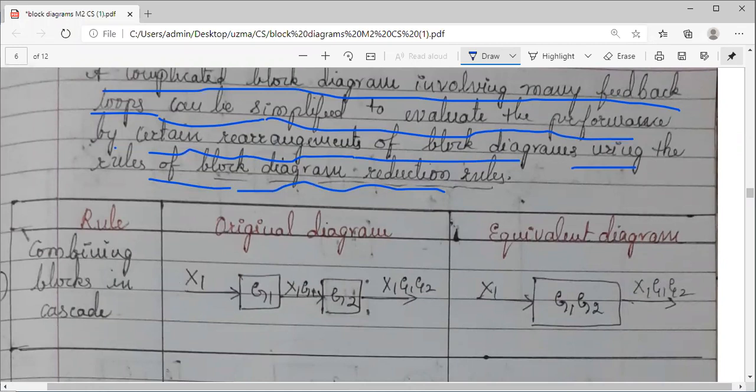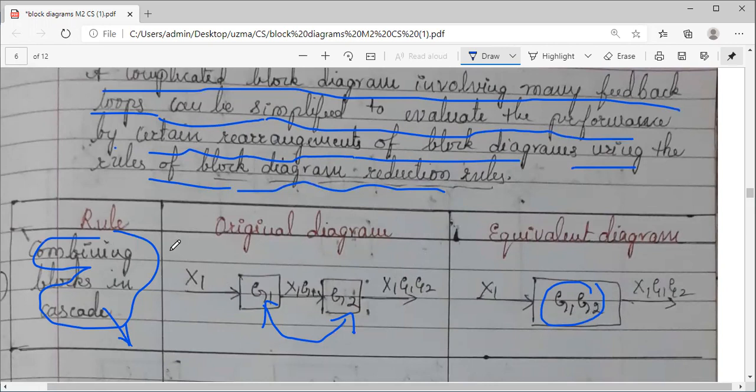I have already shared this slide in your WhatsApp group. So the first rule is combining the blocks in cascade. Cascade means they are in series. In the previous session I told you, when you have a system wherein the blocks are connected in series, you should go for multiplication. And if the blocks are connected in parallel, you should add them. So this is the first rule.